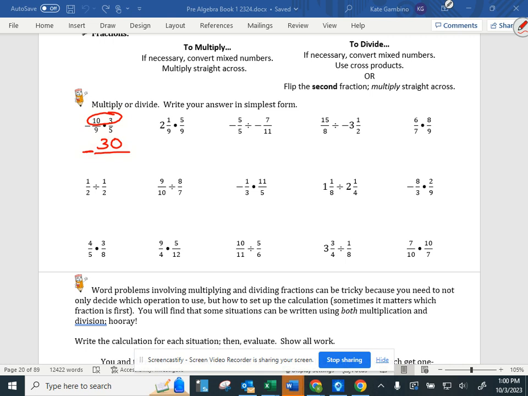So 10 times 3 is 30. 9 times 5 is 45. Negative 30 45ths.